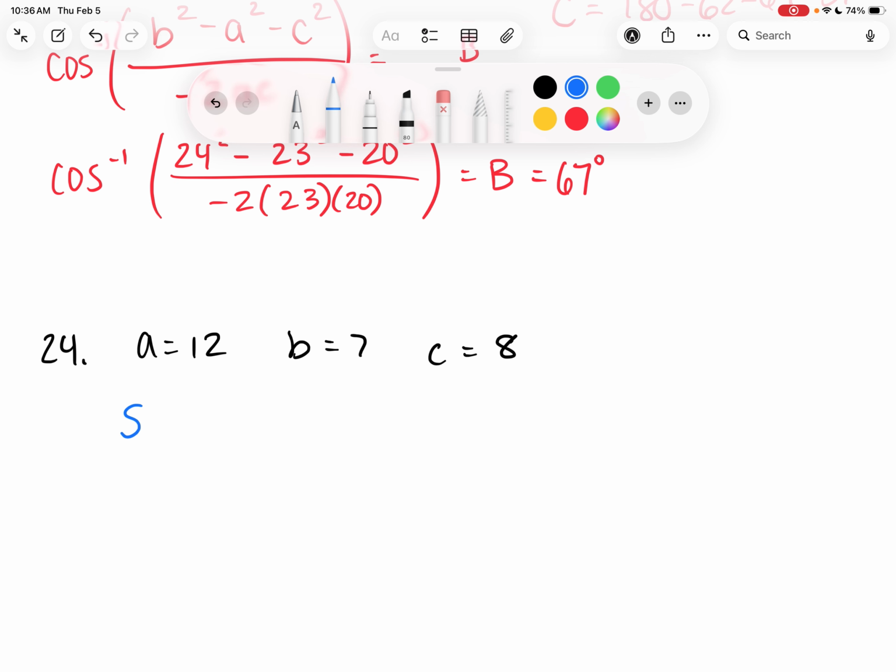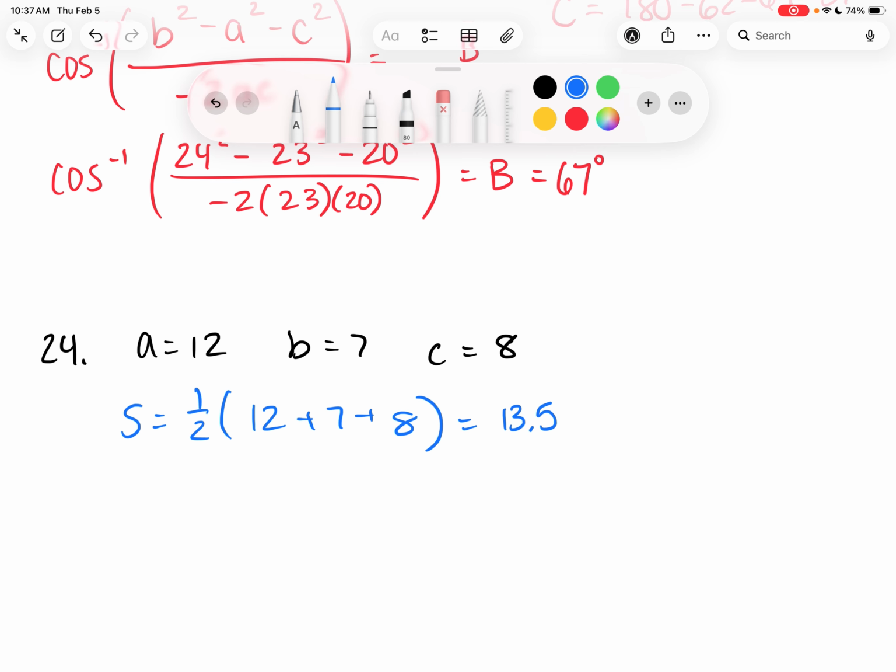So, the first thing we have to do is find s, which is half of all the sides added together. So, half of 12 plus 7 plus 8. Normally I say do things in improper fractions, but do not do this in improper fractions. Give it as a decimal, because it's either 0.0 or 0.5.